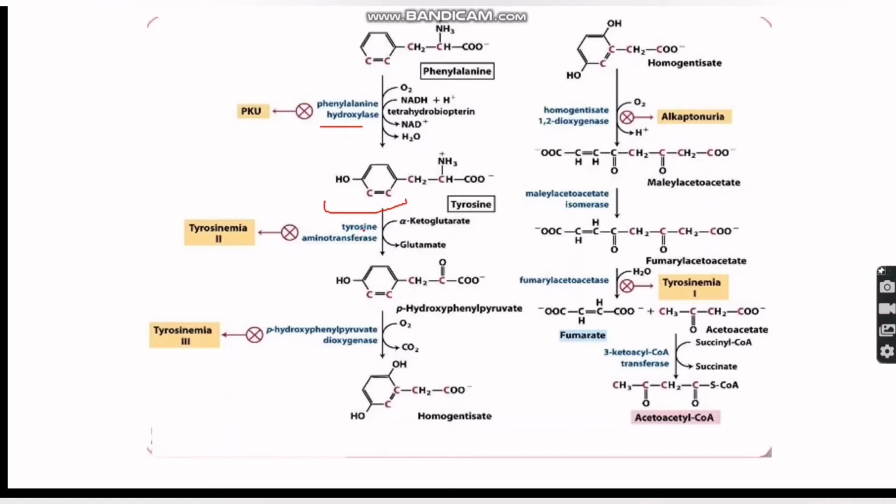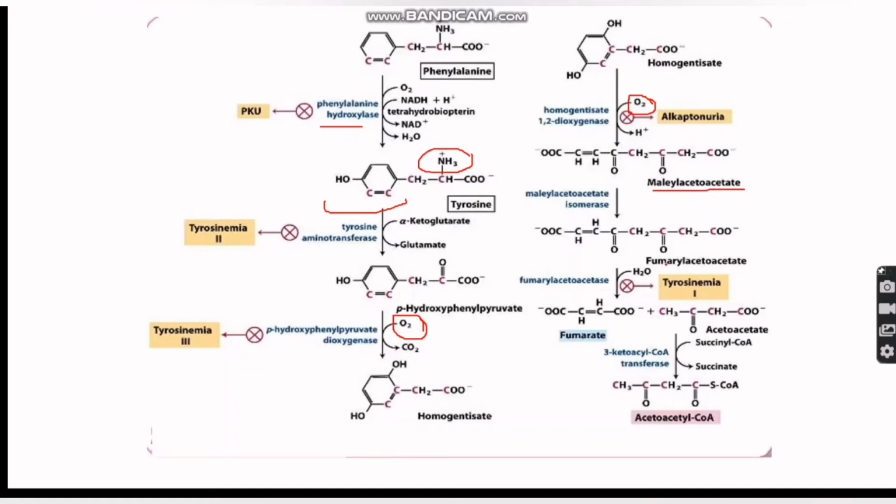para-hydroxyphenylpyruvate by the enzyme tyrosine aminotransferase, which transfers the amino group, NH3, and converts alpha-ketoglutarate to glutamate, making hydroxyphenylpyruvate. Then in this hydroxyphenylpyruvate, 2 oxygen atoms are added to the ring with the help of the enzyme para-hydroxyphenylpyruvate dioxygenase, making homogentisate. Then in homogentisate, 2 oxygen atoms are added by homogentisate 1,2-dioxygenase, making maleylacetoacetate.